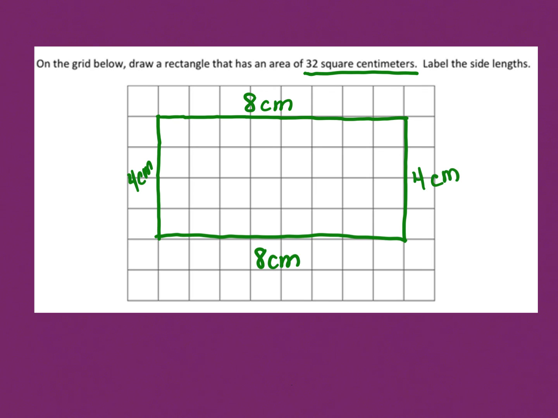Now we can check our work by multiplying the side lengths to see if it equals 32 square centimeters. 8 centimeters multiplied by 4 centimeters equals 32 square centimeters.